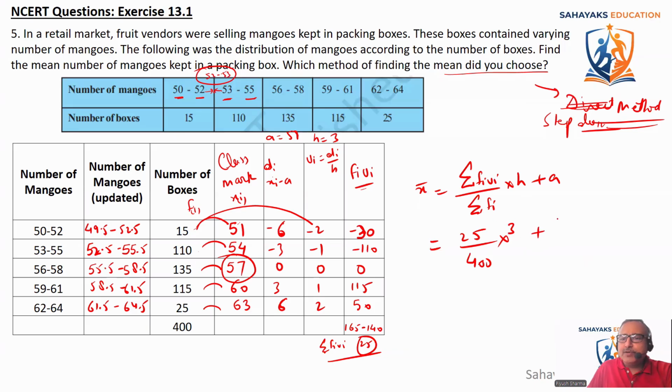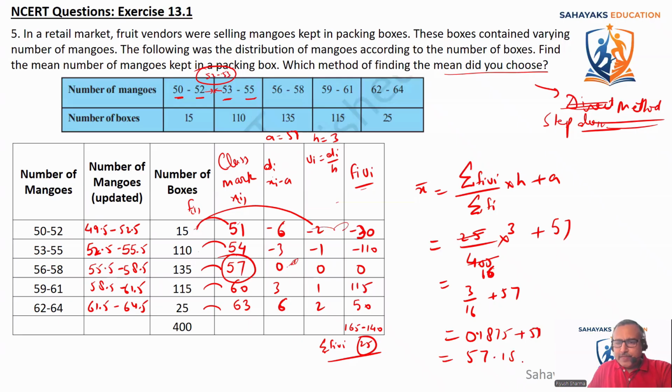Plus a was 57. So this value comes out to be 25. 16s are 400. So it becomes 3 by 16 plus 57. So 3 by 16 comes out to be 0.1875, plus 57. So it comes out to be 57.1875. That comes out to be the mean here.